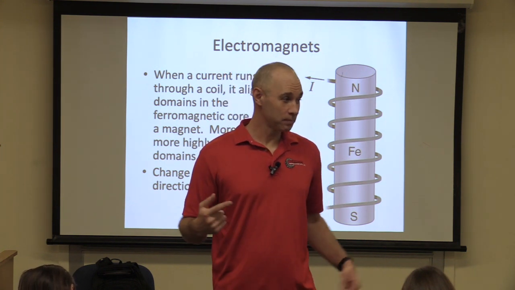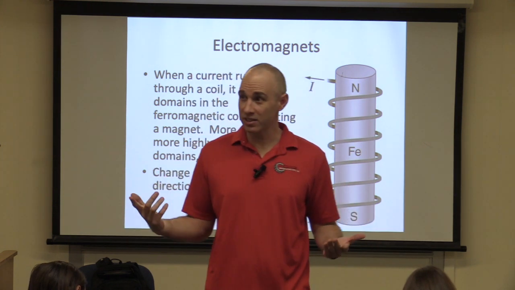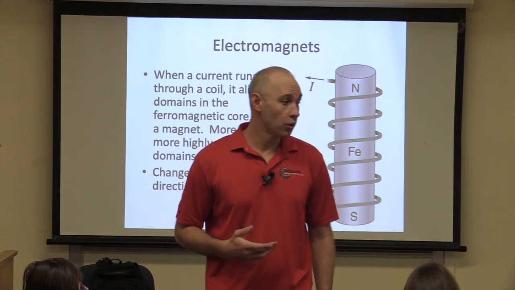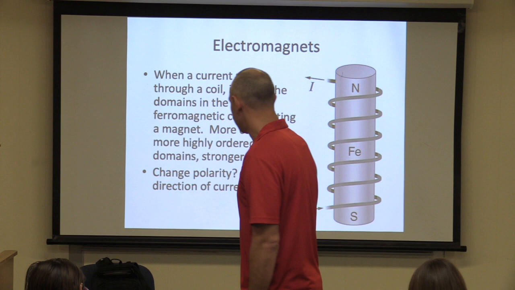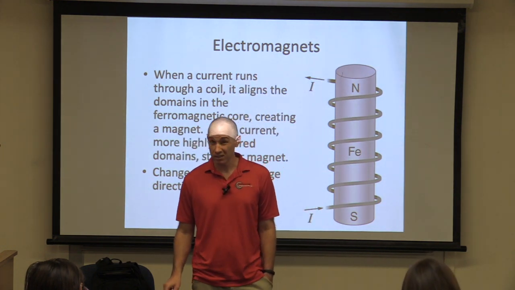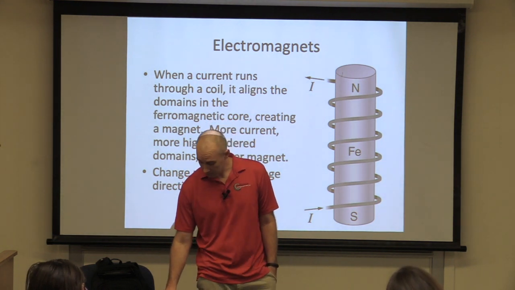Because it's a vector, if one of them's pointing this way and one of them's pointing that way, those two vectors cancel each other out, right? They add up to negate each other. So in general, most objects aren't magnetic. Some objects are called paramagnetic. That means they can be magnetized. They can become magnets, but they aren't magnets by themselves.